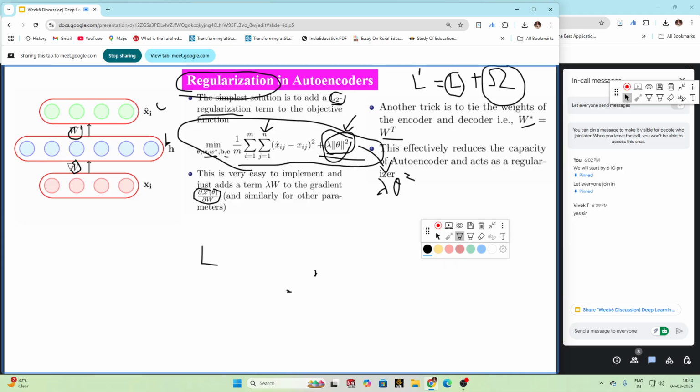How can you decrease the number of parameters? You cannot say that we will not supply W star, because then this layer and this layer will not be connected. But what we can do is make our W star equal to W transpose, that is, we are using the same set of weights for both layers. By this we are decreasing the number of parameters.